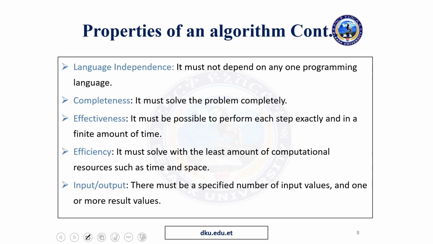The algorithm we write should be efficient. It must solve the problem with the least amount of computational resources, such as time and space. The final property of an algorithm is input output. So there must be a specified number of input values and one or more result values.